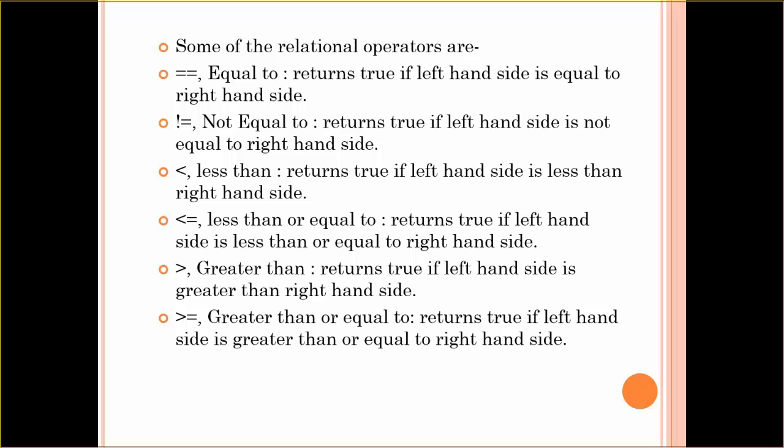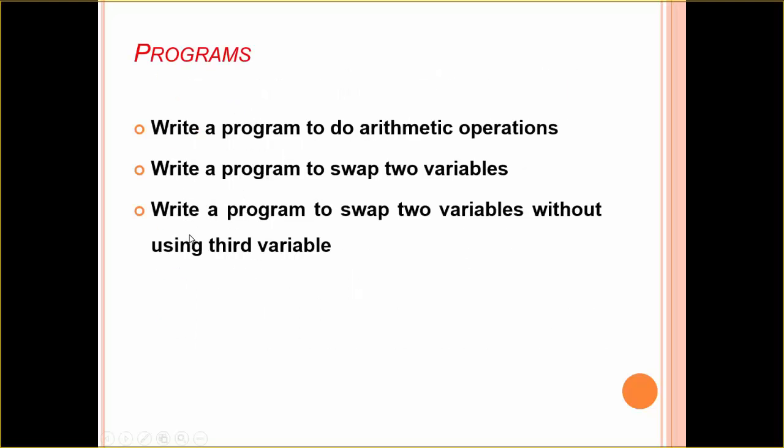So these are the operators we're going to use in Java. We have seen unary, then arithmetic, then shift and bitwise, then ternary, then assignment, then relational operators. These are some of the operators in Java. So let's do some programs using the operators and what we learned from the previous sessions.